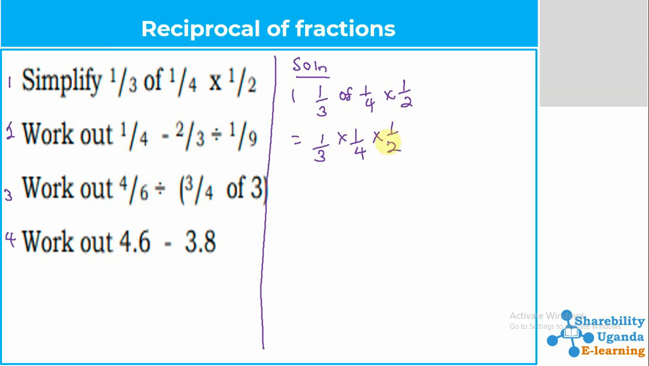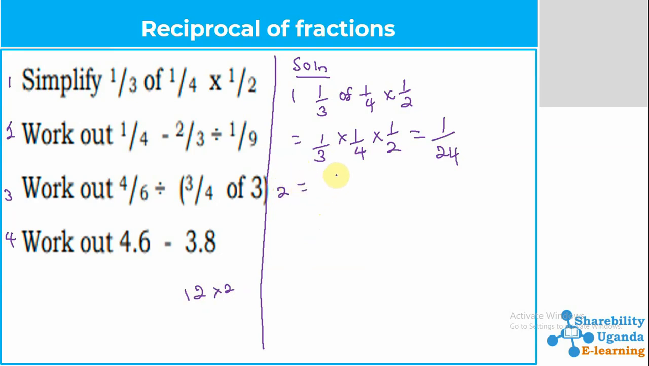So when we are dealing with multiplication, we can multiply the numerators at once and also the denominators at once, since it is multiplication. So here we shall get our answer. 1 times 1 times 1, we still get 1. Then 3 times 4, we get 12. 12 times 2, we get 24.